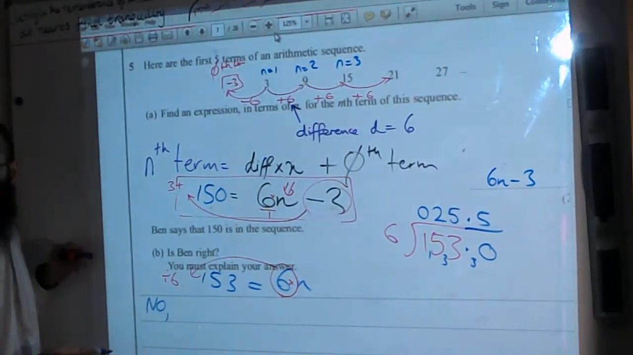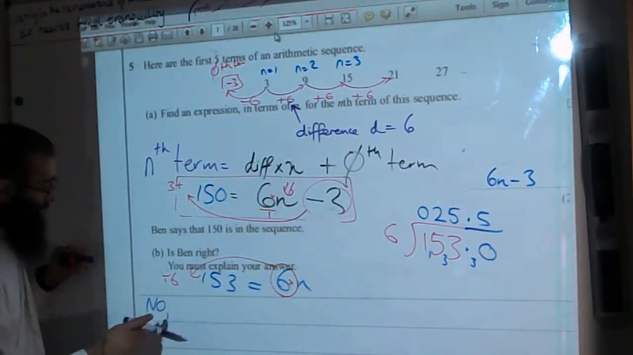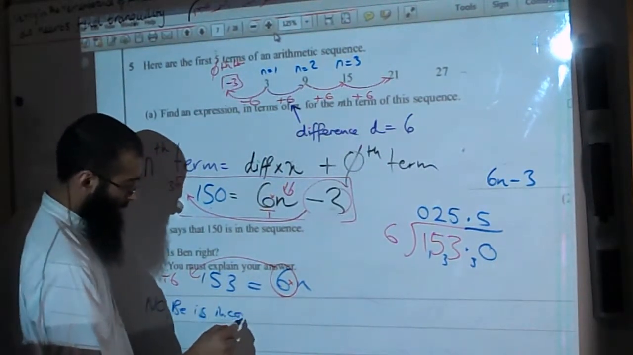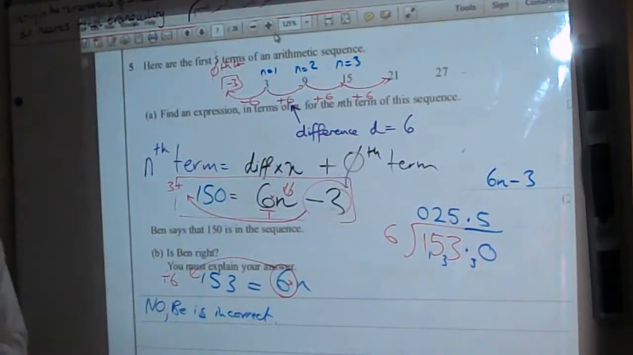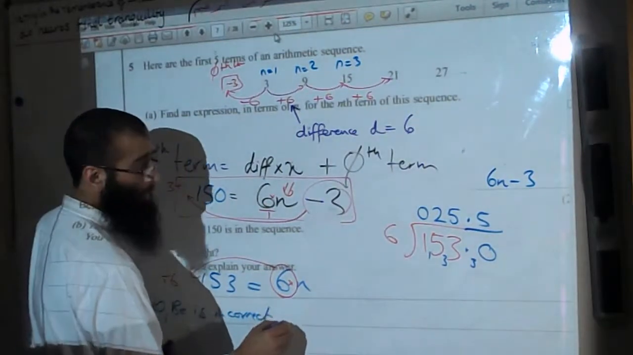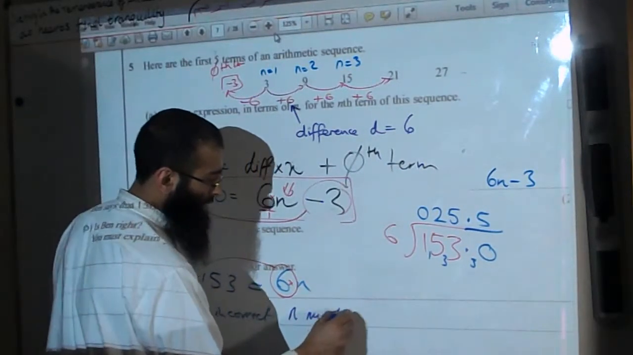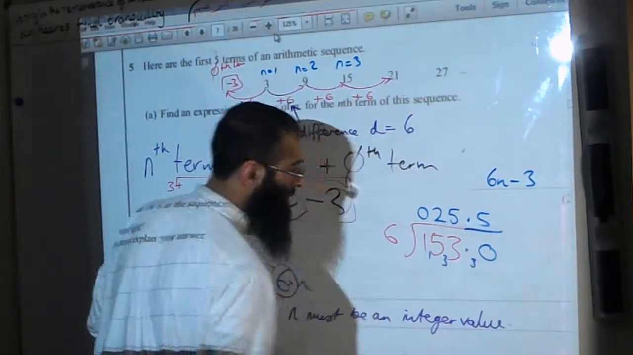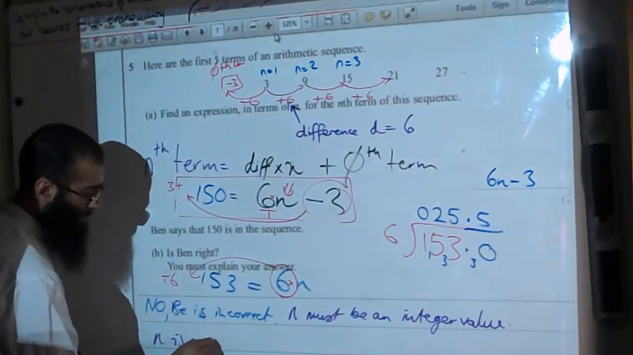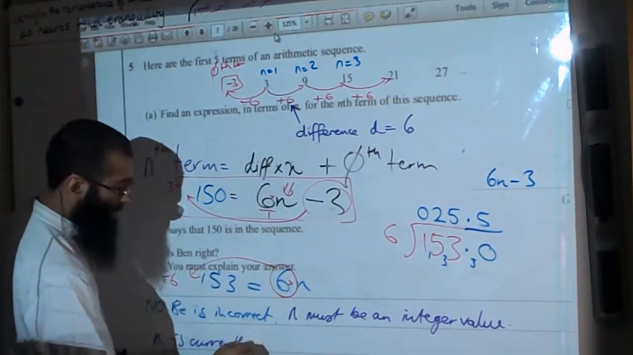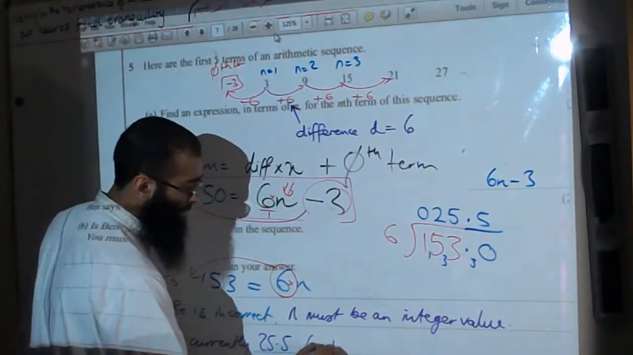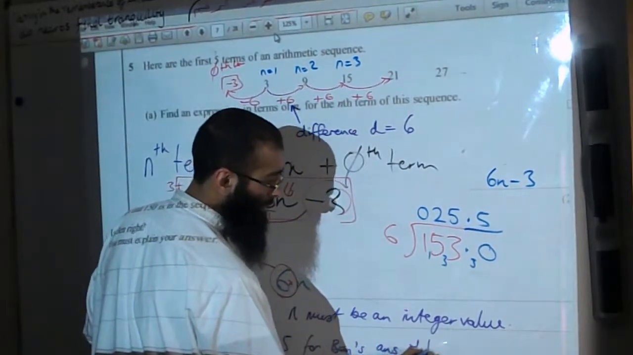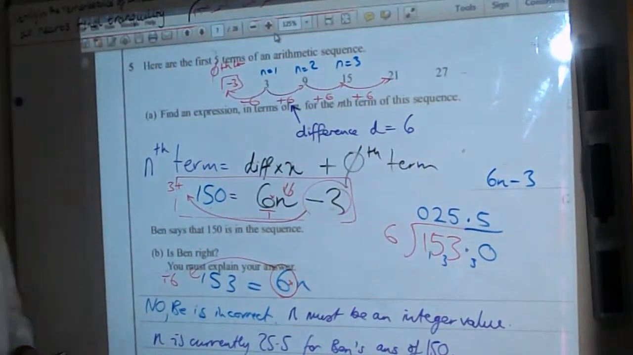No. Okay? So if Ben isn't right, so if we say no, Ben is incorrect. Why is he incorrect? Because it's not a whole number. That's right. n must be an integer value. n is currently 25.5 for Ben's answer of 150. Okay. Alright, are we happy with that? Done that?